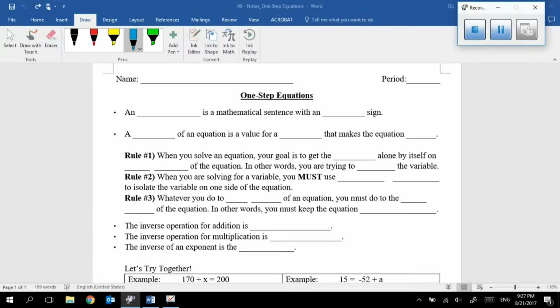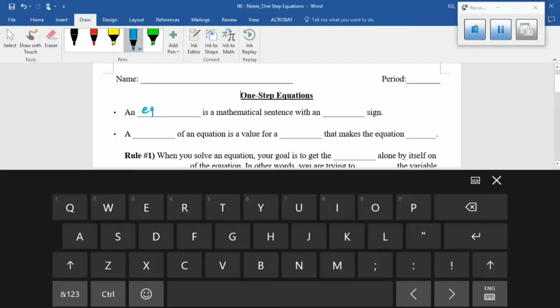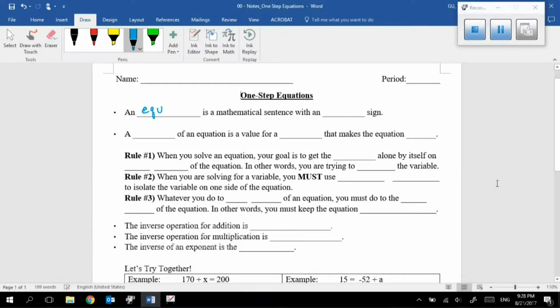But first, let's make sure we get some common vocabulary that we'll be using in the classroom. So when I break out these math words, you aren't like, wait, what language is he speaking? So first of all, let's get this first one. An something is a mathematical sentence with an something sign. So I'm just going to give a spoiler. Nice, so this one. An equation is a mathematical sentence with what sign do you think?